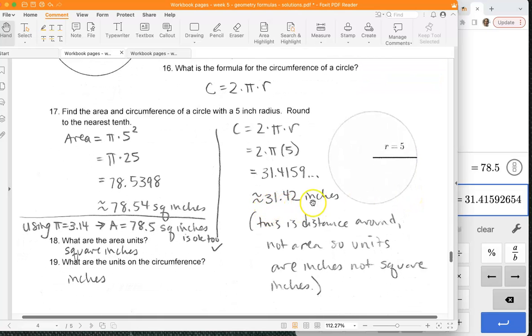When we label this answer, we say inches because it's a distance. When we label this answer, we say square inches because you're finding out how much space is enclosed by the circle. So I'm just emphasizing that here.